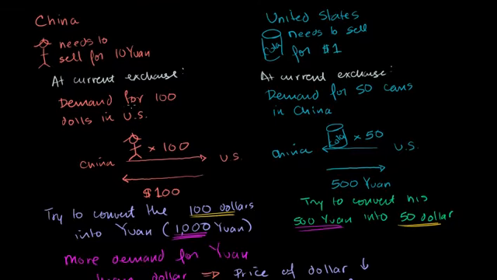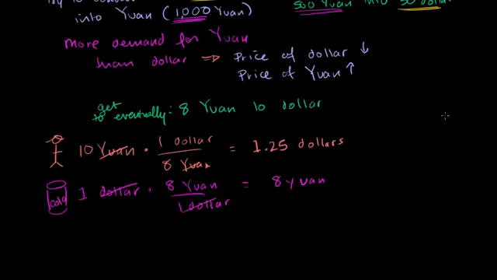At $1, there was a demand for 100 dolls in the United States. But now that the price has gone up to $1.25, now there will only be demand. Let's say they're now at this higher price, now there's only demand for 50 dolls in the United States.